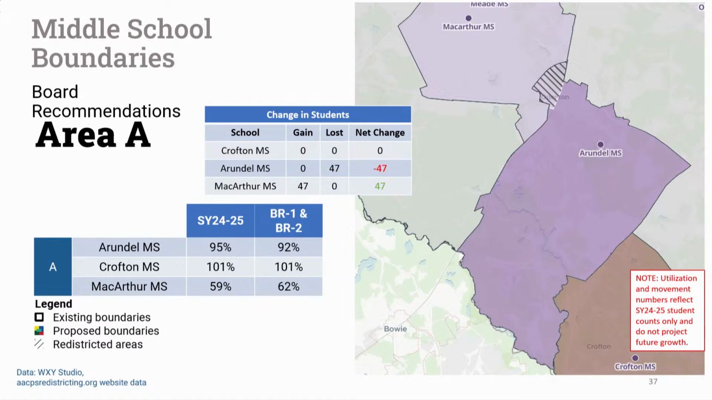In Area A, BR1 and BR2, Crofton Middle School has 0 students moving, maintaining the utilization at 101%. Additionally, 47 students from Arundel Middle School would be moved to MacArthur Middle School, reducing the utilization at Arundel Middle School to 92%. MacArthur Middle School utilization increases to 62%.